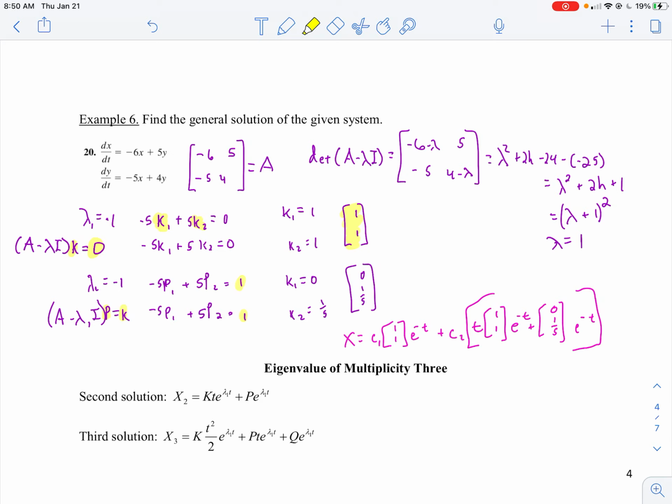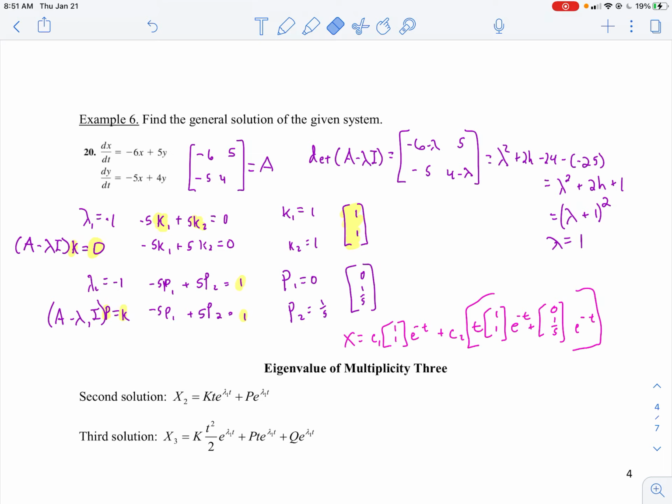So, in order to do this, what we can say is, well, if p sub 1 is equal to 0, then p sub 2 has to equal 1/5. All right, now we could have solved it this way, or we could say, okay, p sub 2 is 0, then p sub 1 would be negative 1/5. So you could have 0, 1/5, or you could have negative 1/5, 0. Again, I like to do it without negatives, so that's why I just chose 0, 1/5. So you could use either one.